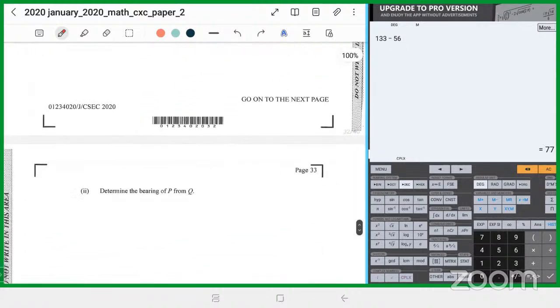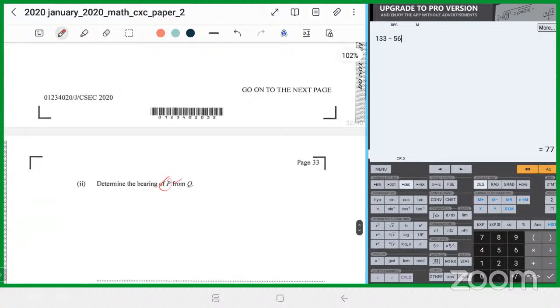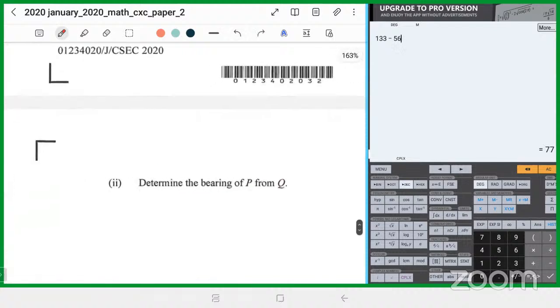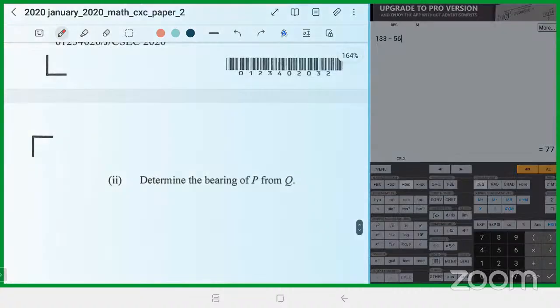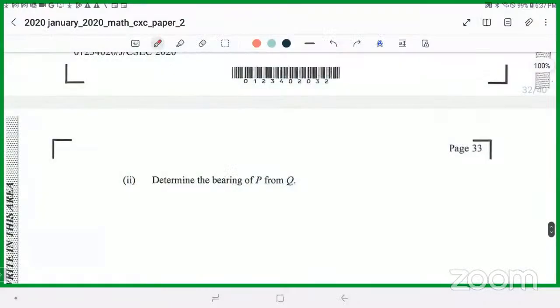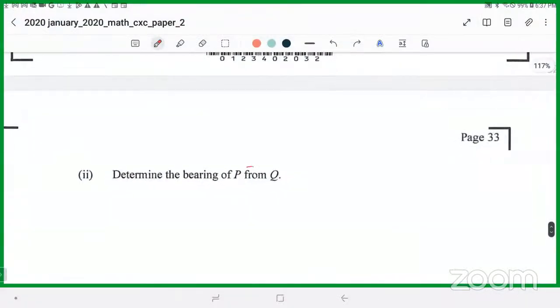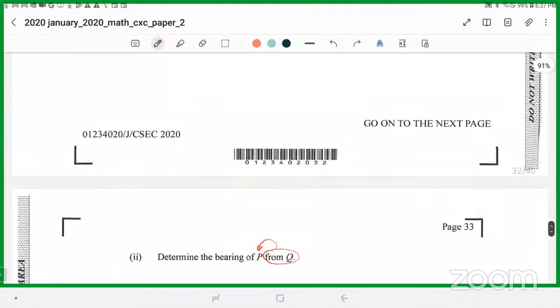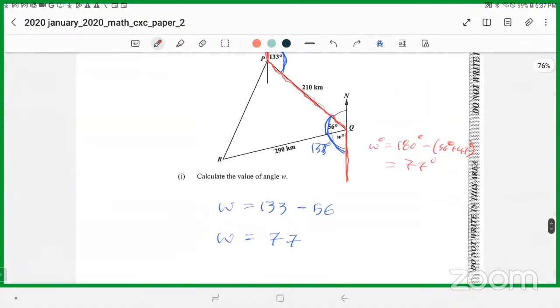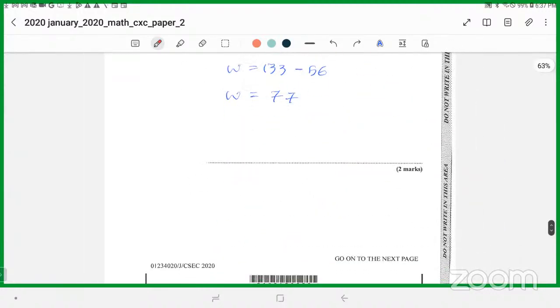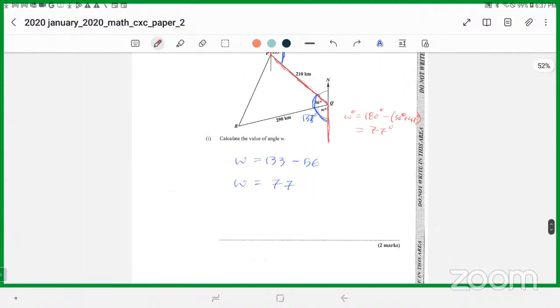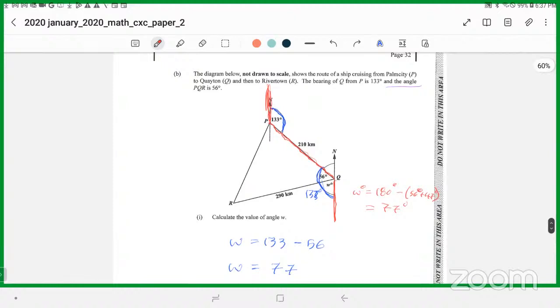They also want us to determine the bearing of P from Q. So got it. You must always pay attention and note the from position. So it's from Q to P, so you're doing everything at Q. Q is the from position. So let's look at the diagram and draw that bearing angle, from Q to P. Let me erase this.